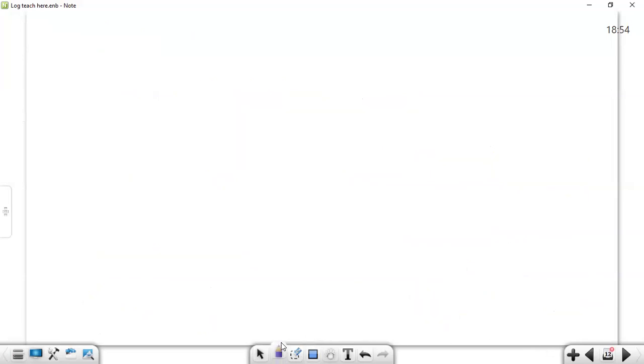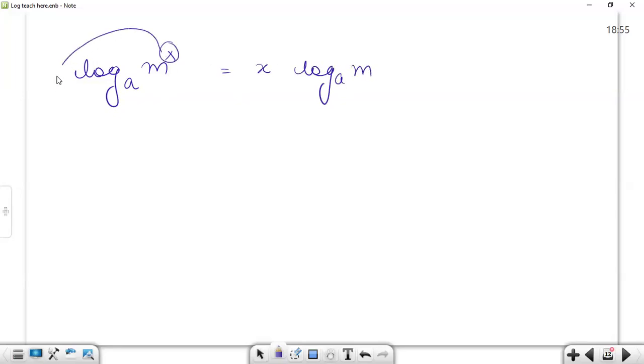Take one more property. Logarithm of m raised to power x to the base a: the power can be written in front as a multiple, and the remaining will be here. So what we have done is we've taken x in front of it. We have multiplied the power of m to the logarithm of m to the base a. Understood this? Let's take some example.